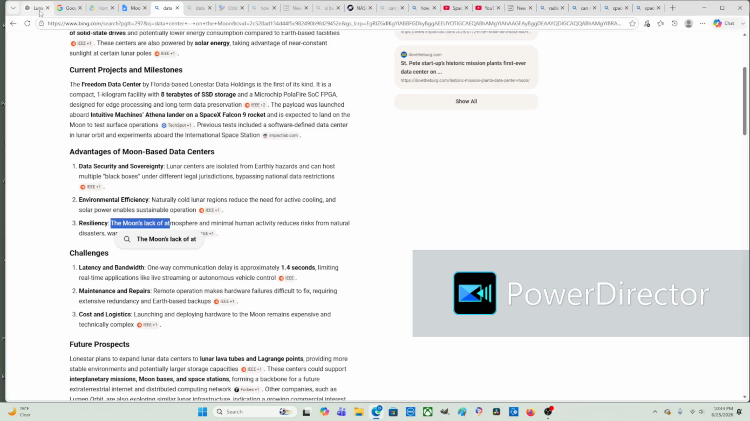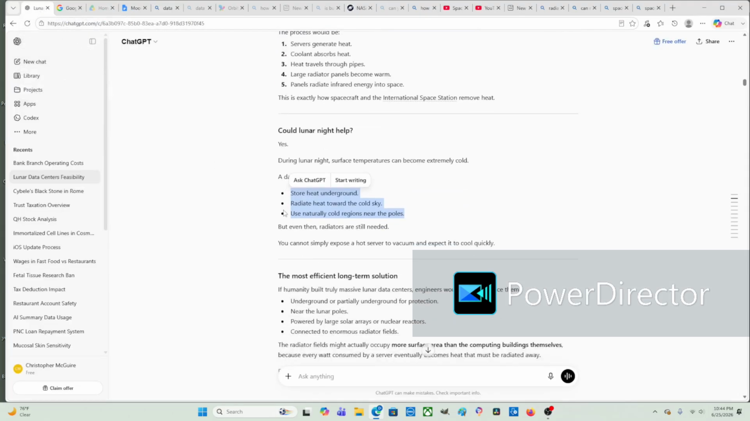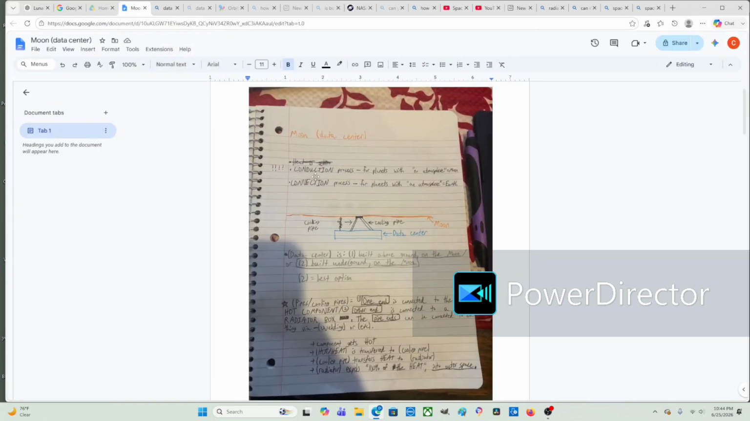So anyways, I'm basically trying to explain what's actually happening. Conduction, but even then radiators are still needed because of conduction, which is right here. Radiators are needed if there is no atmosphere. Radiators are needed if heat is only expelled via conduction. Radiators are needed for heat to be properly expelled.